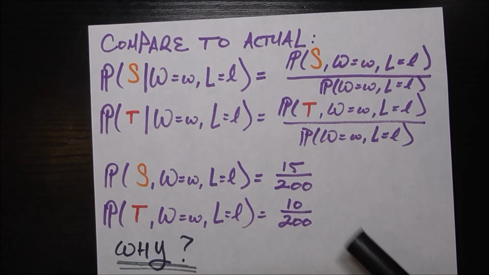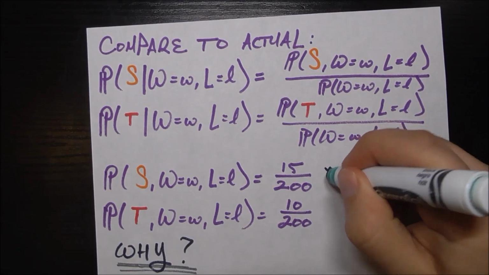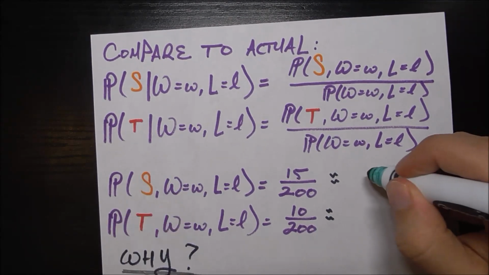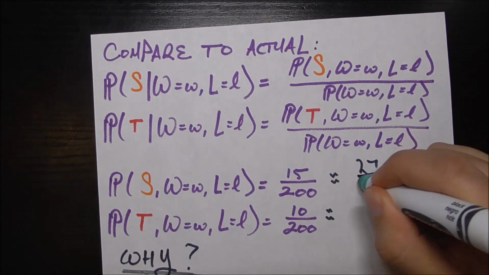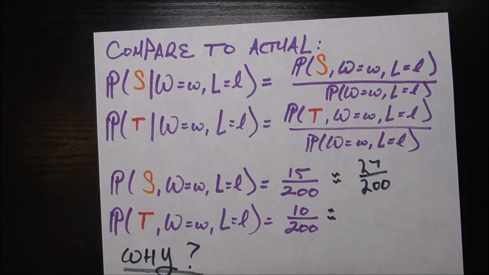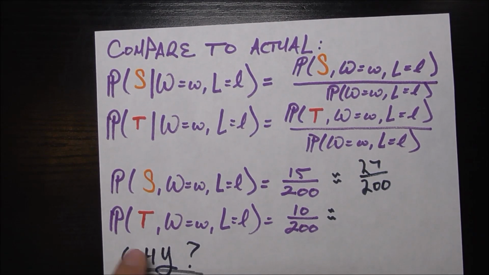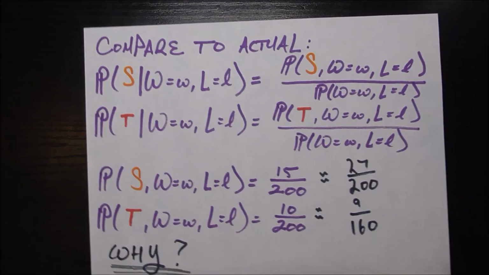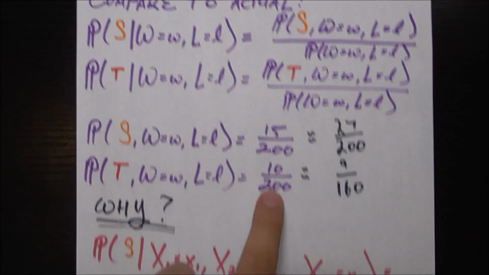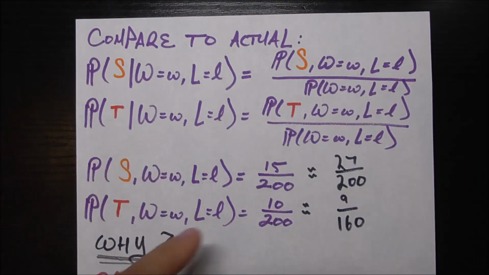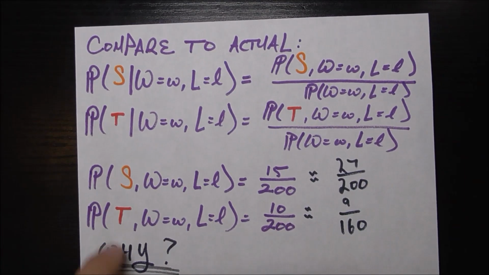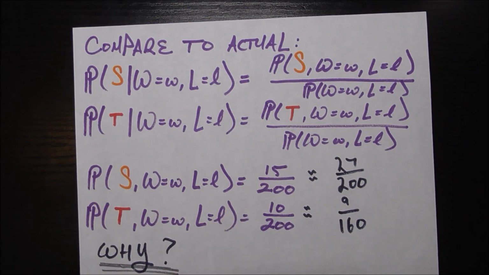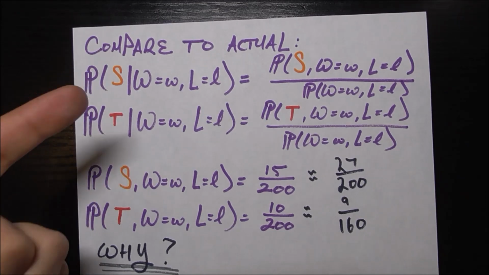over 200. So compare that 15 over 200 to, I'm going to put approximation signs for what we approximated it as. We approximated this 15 over 200 as 27 over 200, so definitely off, but not too bad. And we estimated this tuna as 9 over 160. Okay, so these are our approximations, and these are the real values. It turns out that even if we use the real values, we would have picked salmon, because 15 over 200 is bigger than 10 over 200. So our approximation gives the same end result as the real values.